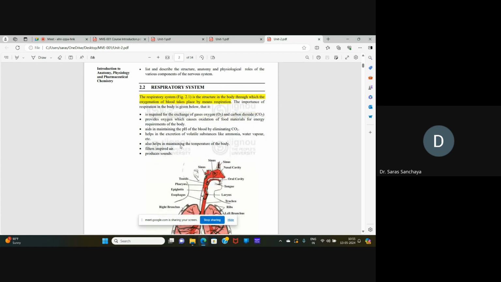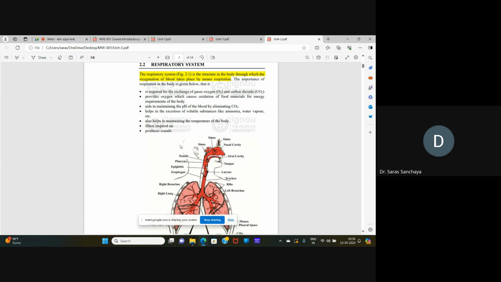So the importance of respiration in the body is given below. It is required for the exchange of gases like oxygen and carbon dioxide, provides oxygen which causes oxidation of food materials for the energy requirement of the body, aids in maintaining the pH of the blood by eliminating carbon dioxide, helps in the excretion of volatile substances like ammonia and water vapors from the respiratory system, also helps in maintaining the temperature of the body, filters inspired air, and produces sound in the form of vocal cords.